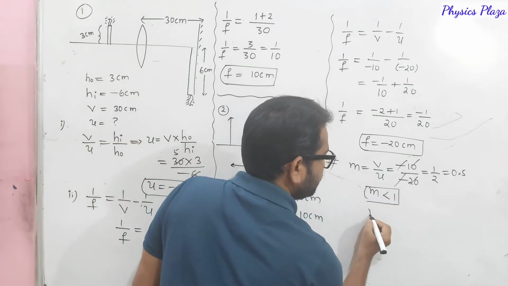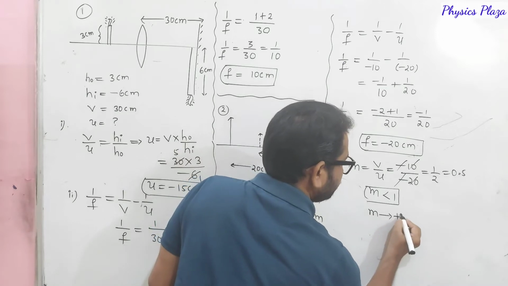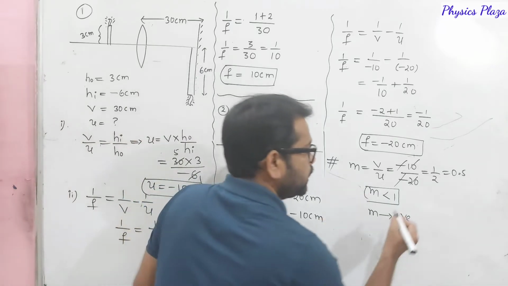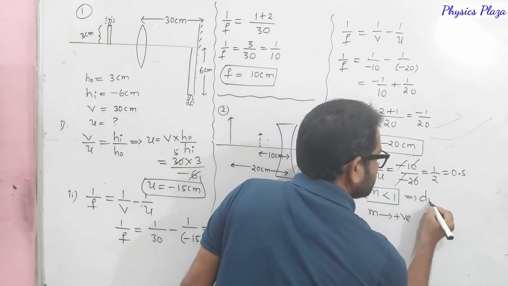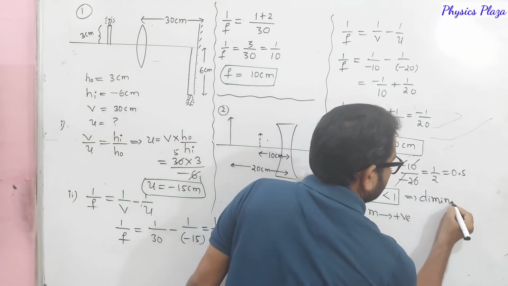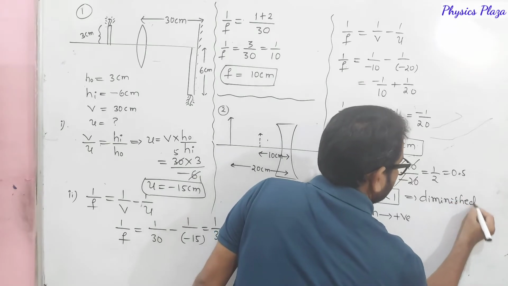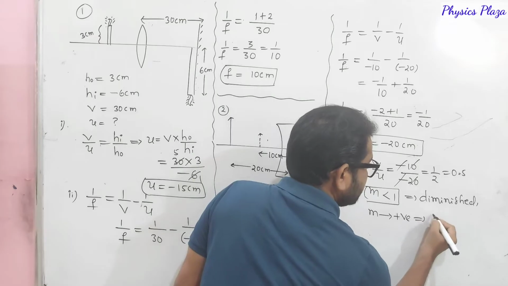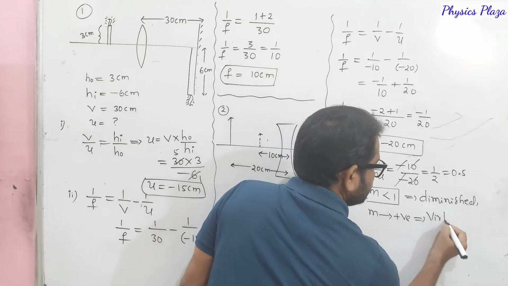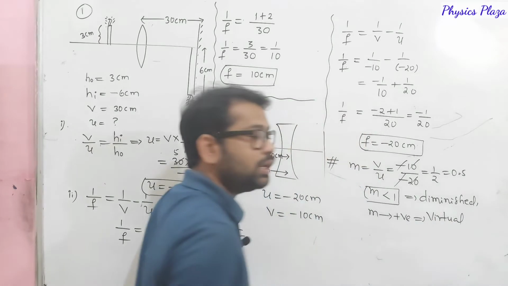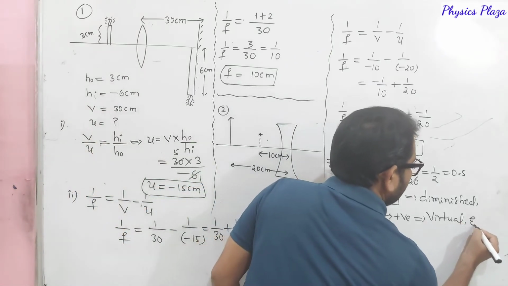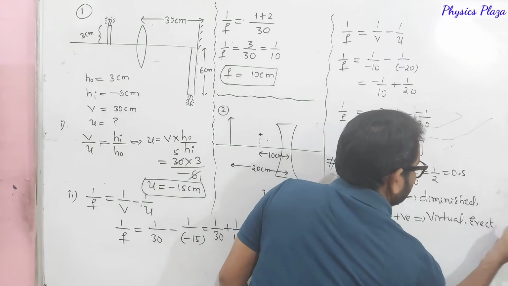0.5 means what, children? Here m is less than 1, and we got m as positive. Children, if the m value is less than 1, it means it is a diminished image. And m is positive, so obviously it is virtual. For a virtual image only, linear magnification is positive, and by default it is erect only.